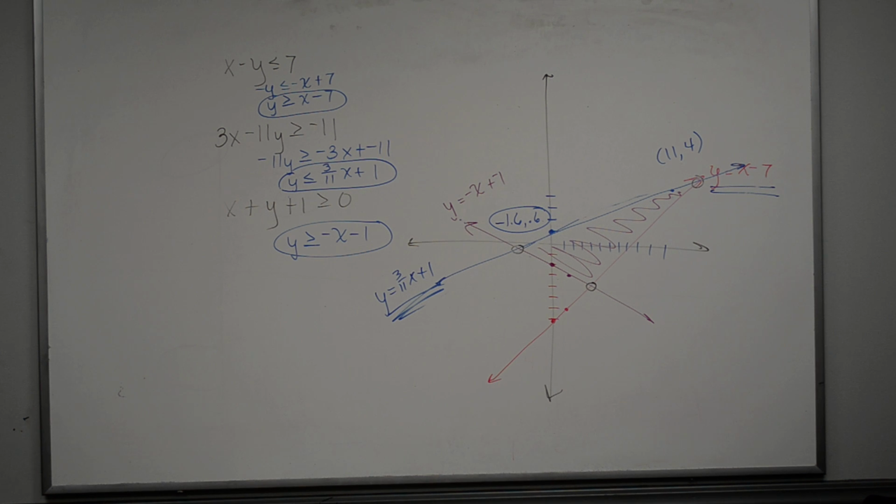Oops, we must have the wrong two things highlighted. X minus 7, negative x minus 1. Oh, there isn't a negative there. It's x minus 7. Okay.